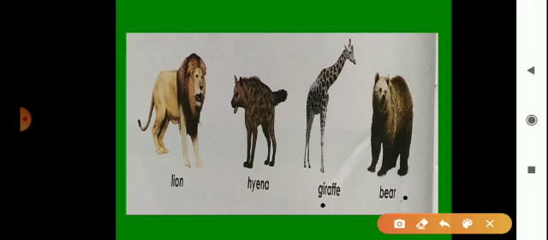Now we can see only farm animals or domestic animals around us. But we may see some wild animals in the zoo. We know that they live in a jungle, but we can see them in a zoo.